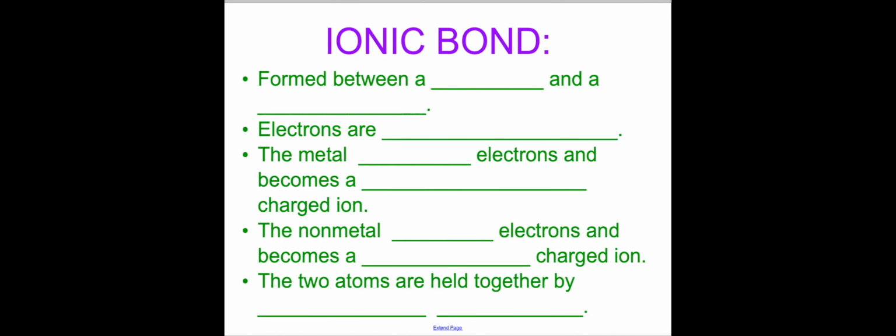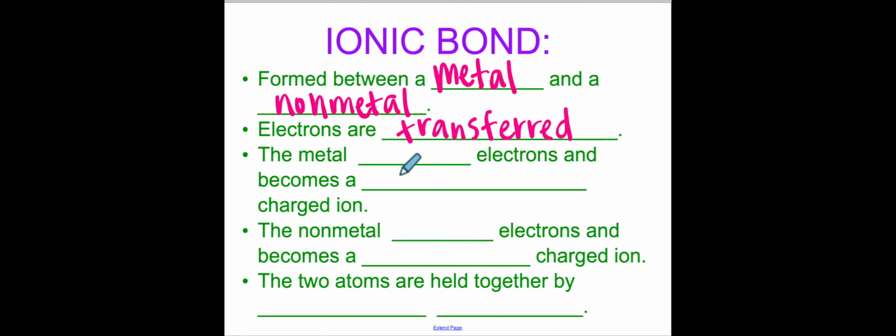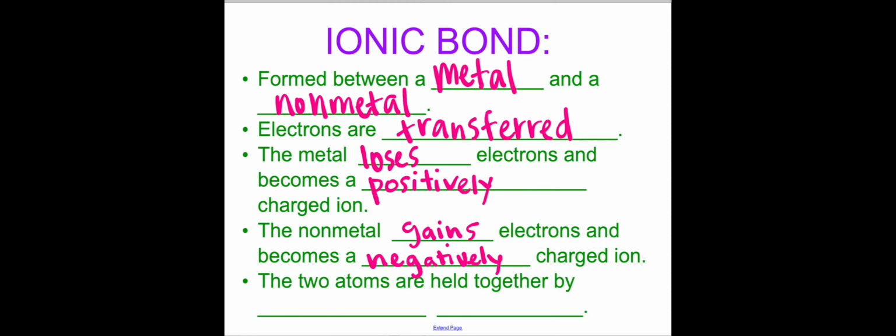Here are some important facts about ionic bonds. Ionic bonds are formed between a metal and a non-metal. In an ionic bond, electrons are transferred. In an ionic bond, the metal loses electrons and becomes a positively charged ion. The nonmetal gains electrons and becomes a negatively charged ion. The two atoms are then held together by opposite charges.